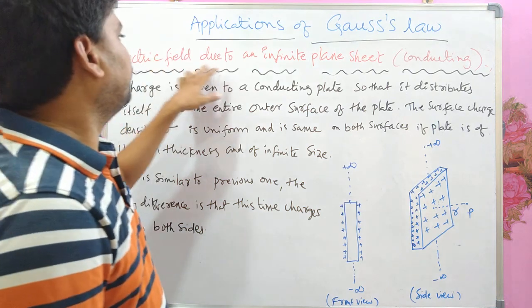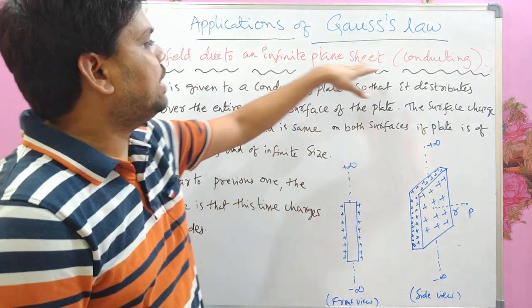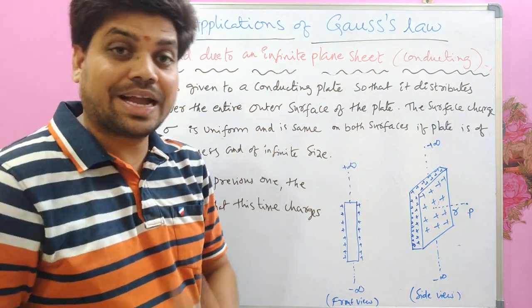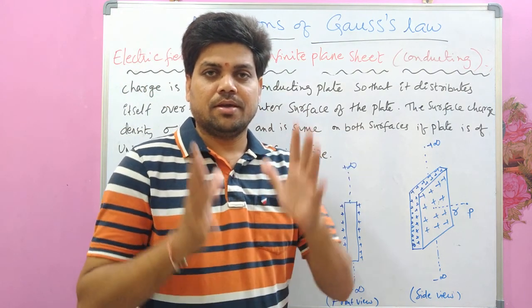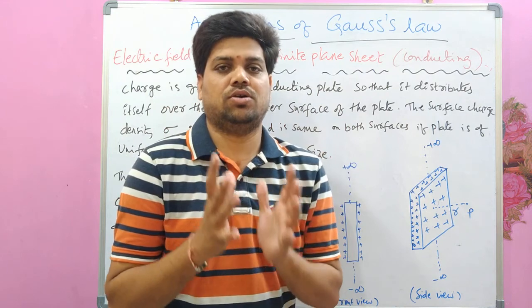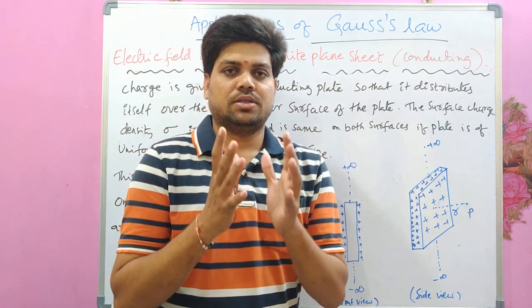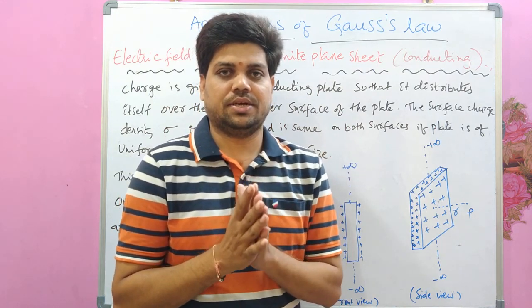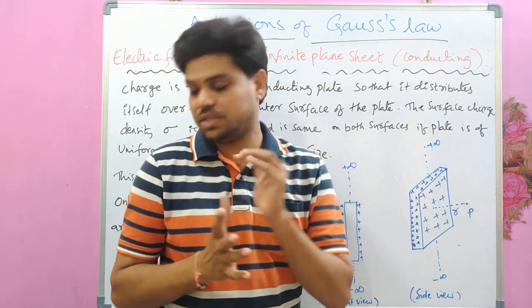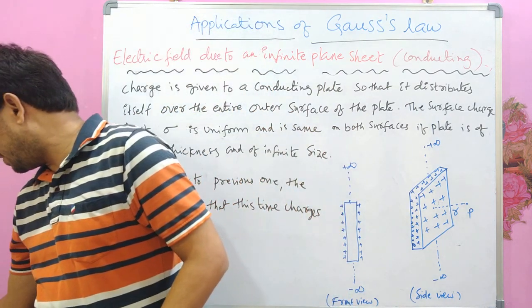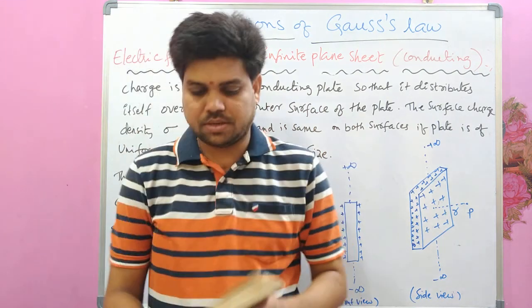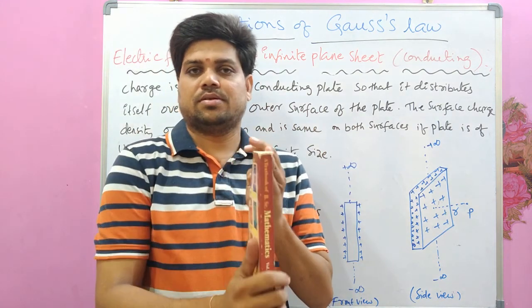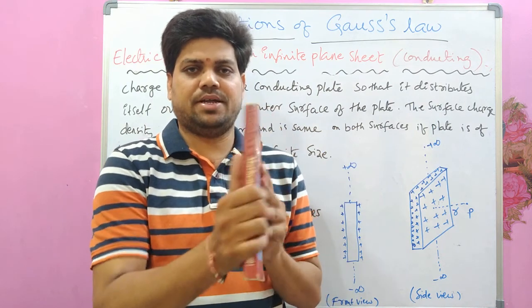Okay. Electric field due to an infinite plane sheet of charge, a conducting plate this time. A metal plate, you can say. But this time the plane sheet is thick in size, you can say. It has some thickness. It's not thin. You can imagine it like this one, for example, made of metal.